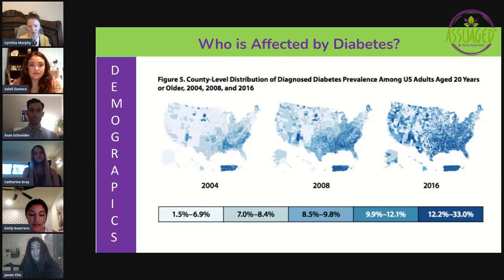So higher rates of diabetes and obesity for adults are concentrated among the southern states. The states with the nation's highest adult diabetes rates are all in the south, as well as the highest obesity rates.